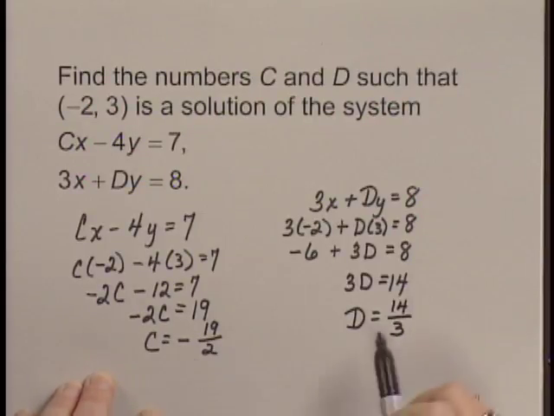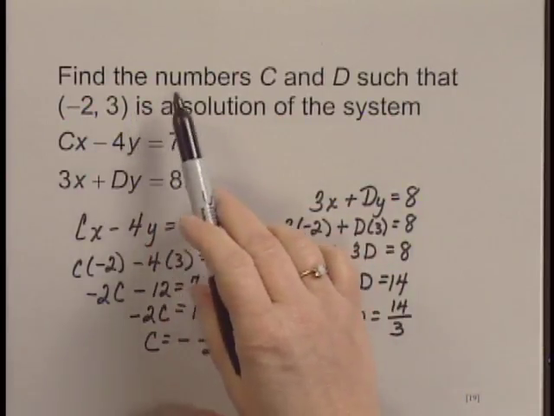So I found c and I found d, and that's the solution of the problem, because I was asked to find the numbers c and d.